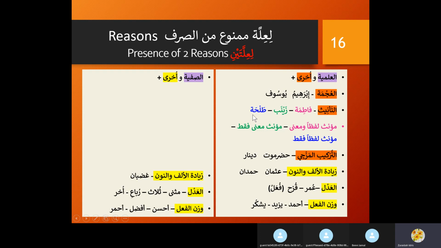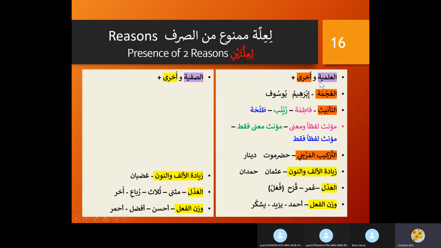What other men's name has a ta marbuta at the end? Can you think of one? Talha, Hamza. What else? Any names? Muawiyah, yeah. So these are all guys, and they are feminine in terms of sound, but they are not feminine in terms of meaning. But either way, all three cases come under this category. They become partly flexible, mamnu' min as-sarf.